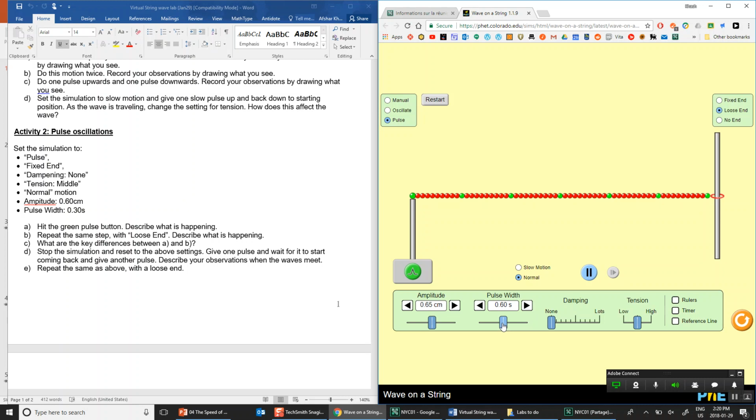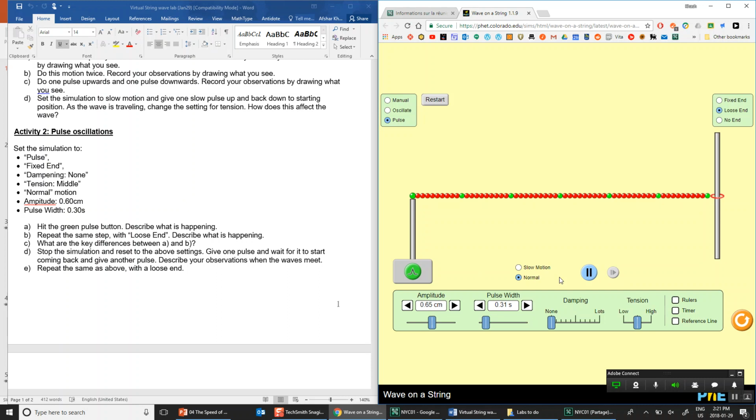I'm not going to test how tension affects this, but if I had to ask you how tension affects my wave, you guys would say the propagation will be faster or slower depending on the tension. Okay, so you guys get that. Let's talk about this thing called pulse width. This is the amount of time it takes for this little pulse generator to go up and down. Right now it takes 0.6 seconds to go up and down. What do you think is going to happen if I make it 0.3 seconds? What's going to be different on my wave? It's going to be narrower, shorter. Okay, let's test it out.